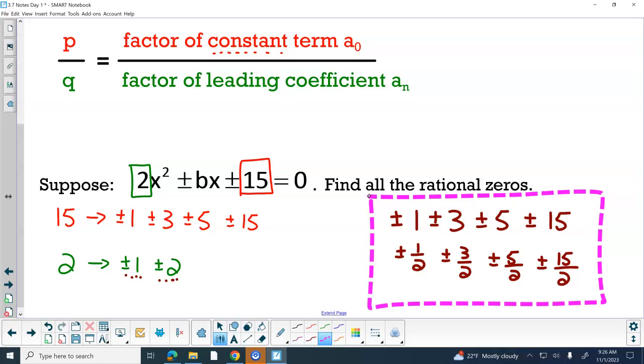From that list that you generate, we've taken an infinite amount of possible zeros and shrunk it down to 16. And from those 16, we can find how many for this function? 2. We can find the 2 out.